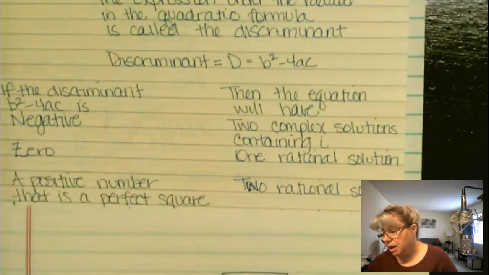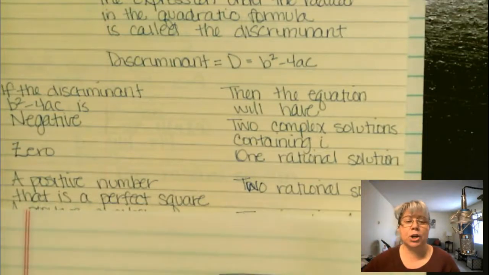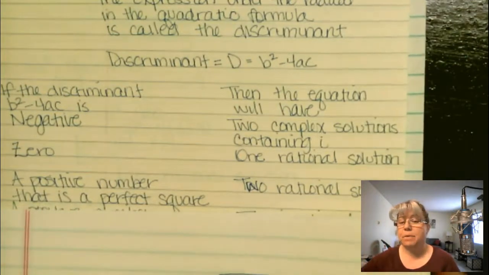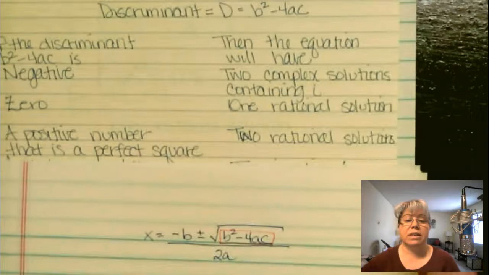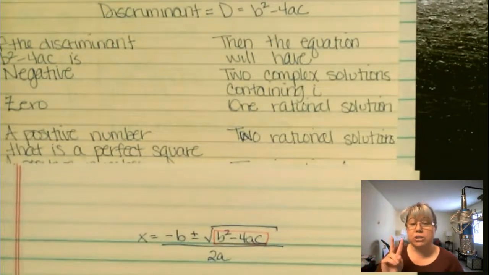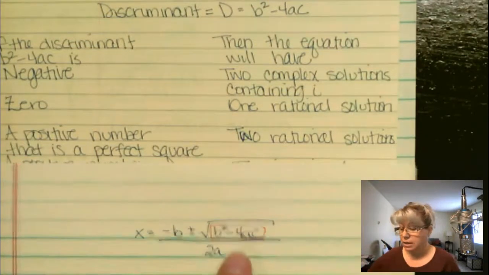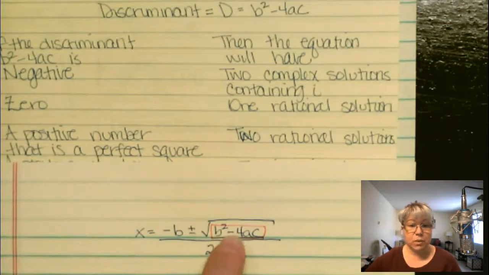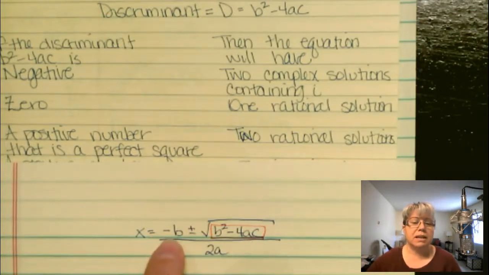If it is a positive number and a perfect square, then we will have two rational solutions. If b squared minus 4ac is a perfect square, then it will be something like, let's say it's square root of 4. Well, then it's going to be negative b plus or minus 2 all over 2a. Well, we'll have two rational solutions.